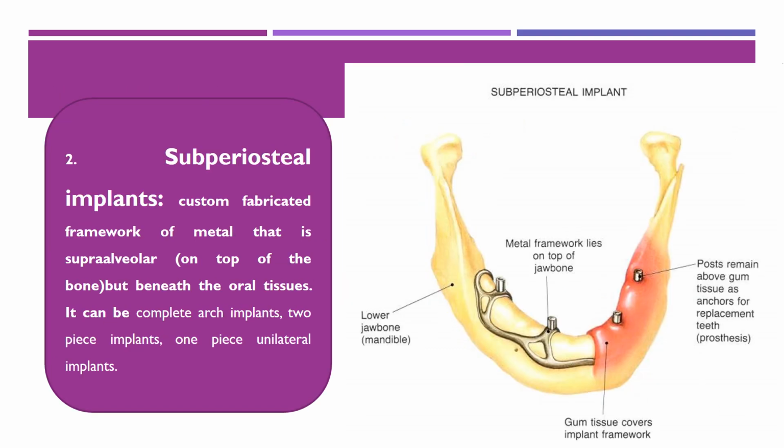So coming to the subperiosteal implants. What are subperiosteal implants? You can see that it is a custom fabricated metal framework that is supra-alveolar, that is, it will be on the top of the bone. It will not be inserted into the bone. So an impression will be taken, the framework will be customized and prepared like this, and you can see that the posts remain above the gum tissue as anchors for replacement teeth. The gum will be covering the framework, and only the posts will be seen outside. It can be complete arch implants, two piece implants, or one piece unilateral implants.